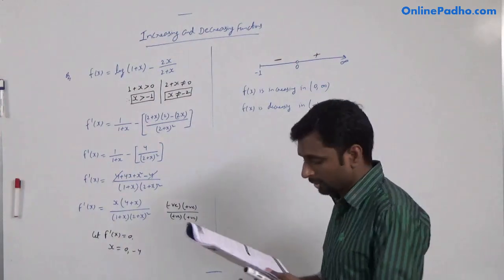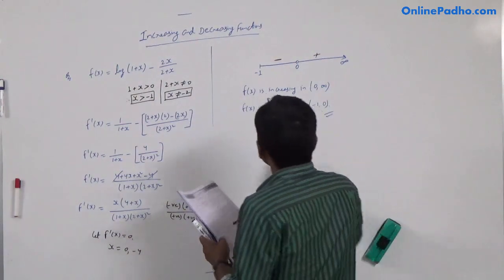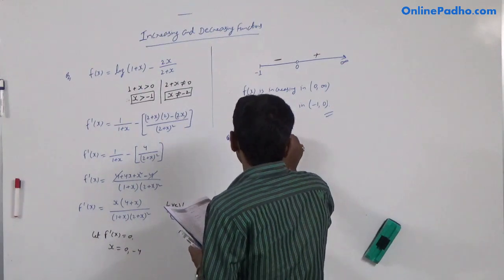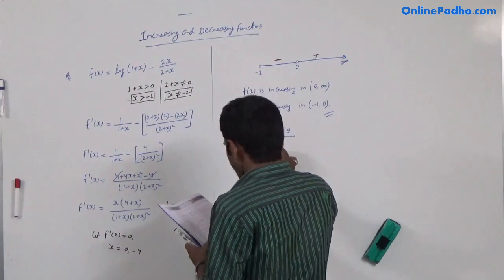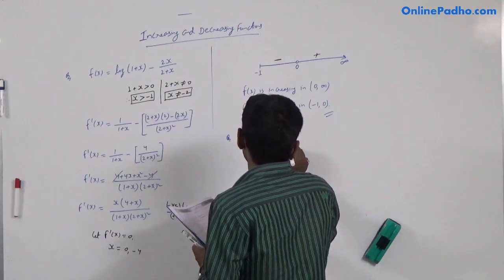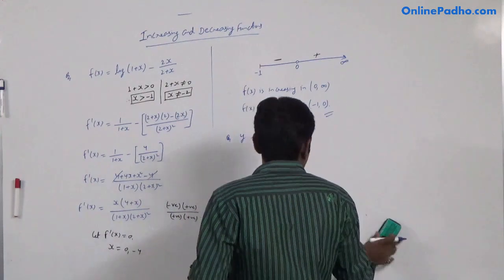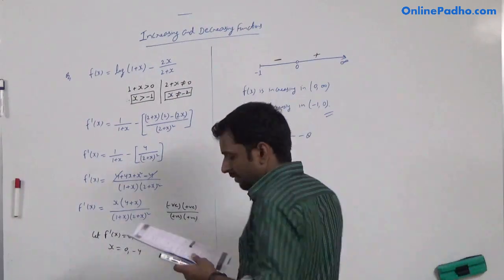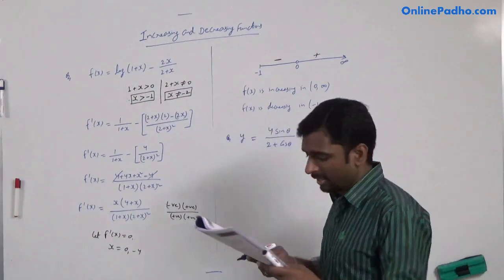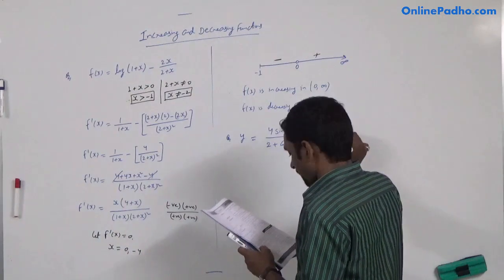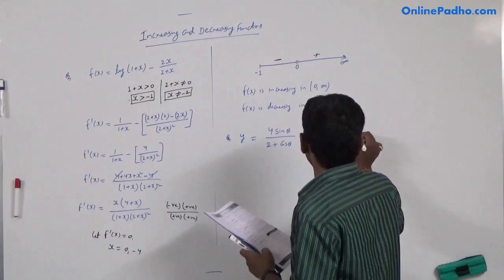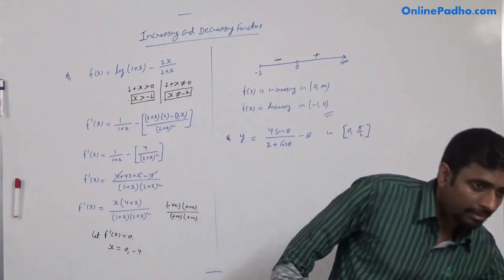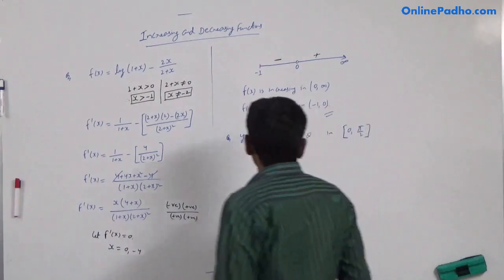The very important question. This is y equal to 4 sin theta divided by 2 plus cos theta minus theta. First, we have to find the domain of this function. Then we can find the increasing or decreasing interval. In the interval 0 to pi by 2, this is already given. We have to find the interval in between 0 to pi by 2 only.